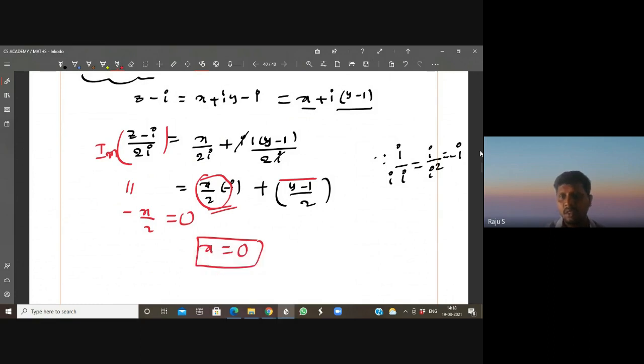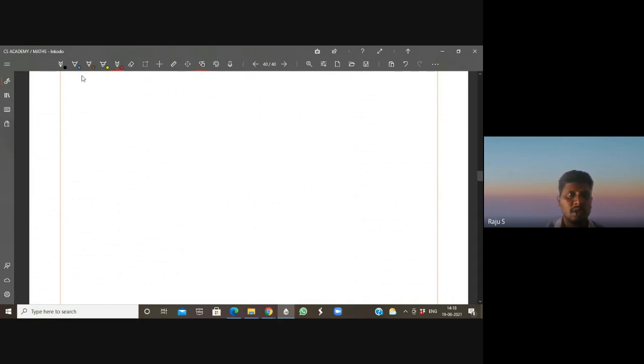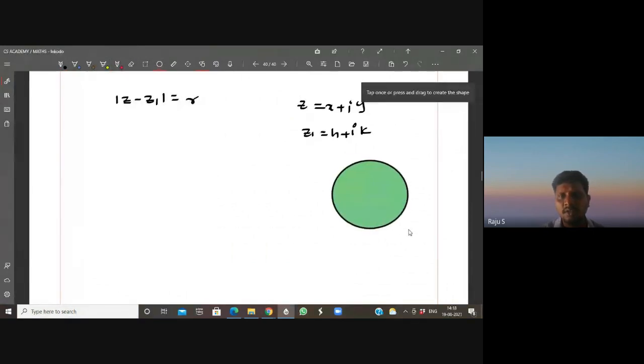Complete it. And here also, look here, I'm going to write a few equations. Z minus Z1 is equal to R. It will represent a circle equation. Already derived, I think. If I take Z is equal to X plus iota Y and Z1 is equal to H plus iota K, students, can anyone tell what is the circle equation? Circle equation whose center is h comma k and radius is R.